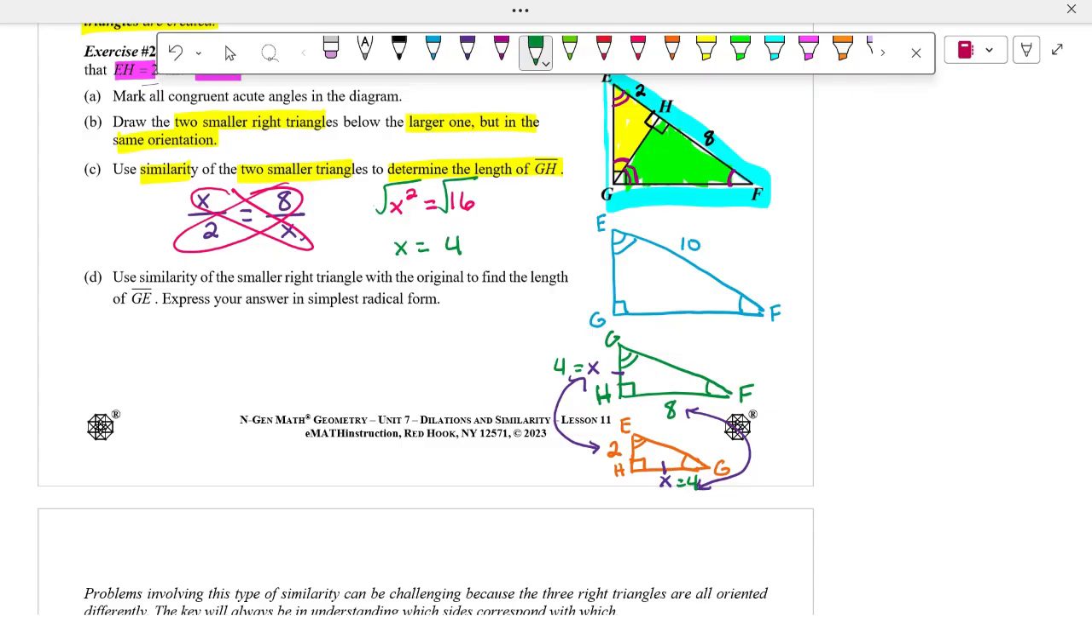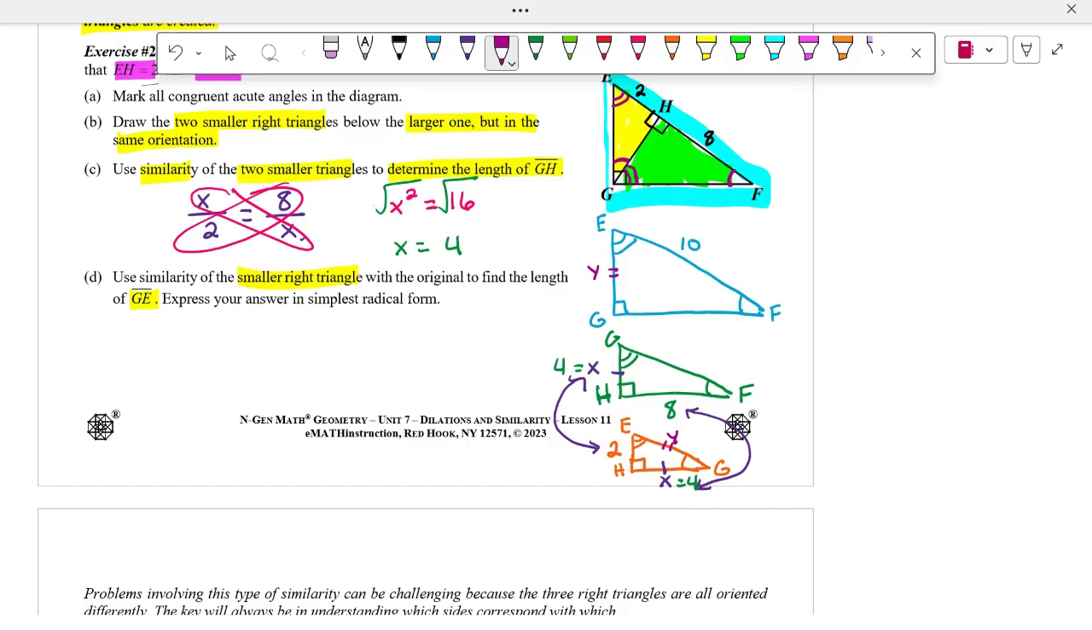Now we want to use the smaller right triangle. So we're going to use the orange to find the length of GE. Here's my question. If we're finding GE on the smaller orange triangle, so let's call that Y, which of the other two triangles, the blue or the green, shares GE? The blue. So that means that these two sides have to be congruent. So these are the two triangles I'm going to use when I set up my proportion.